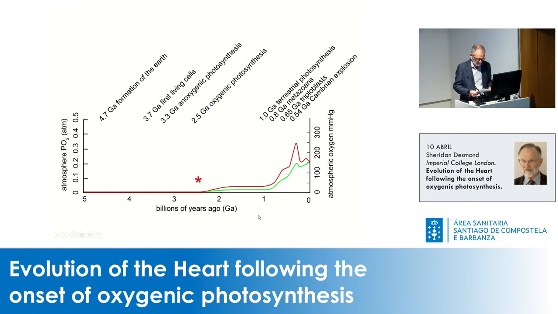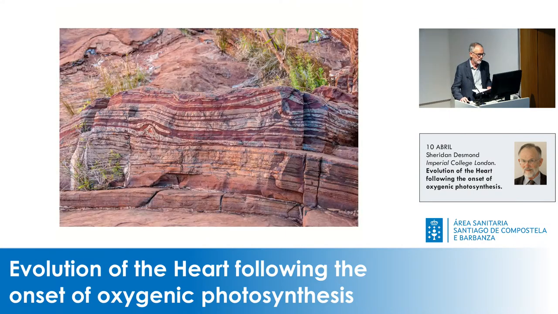Following the onset of oxygenic photosynthesis, initially there was relatively little change in oxygen levels in the atmosphere for a period of about 80 million years. And that's shown here. So very little change for about 80 million years. And this was because the oxygen released into the oceans reacted with chemicals dissolved in the oceans, particularly iron, which formed precipitate, which fell to the ocean floor where it hardened into characteristic rock formations.